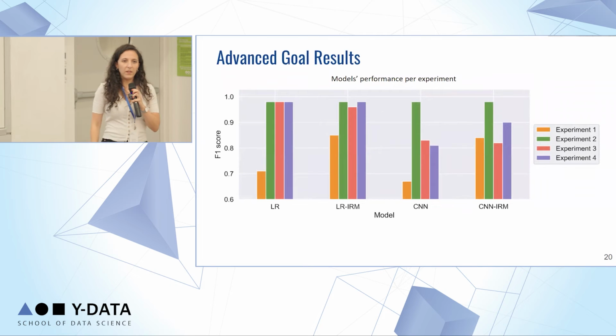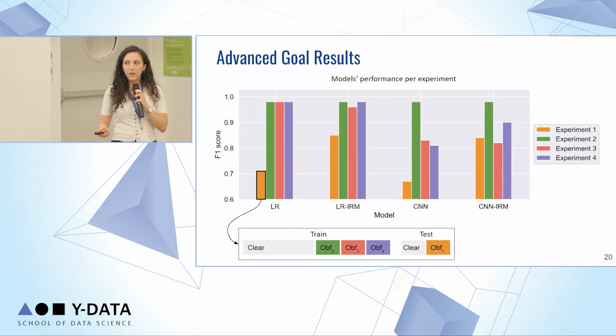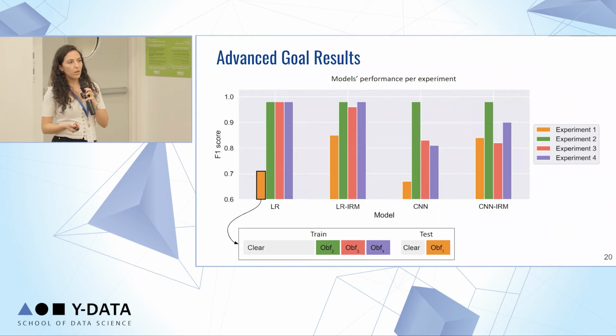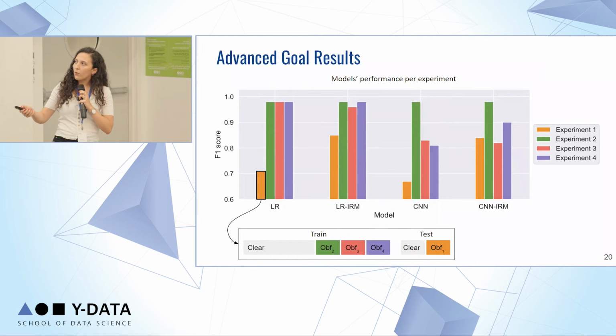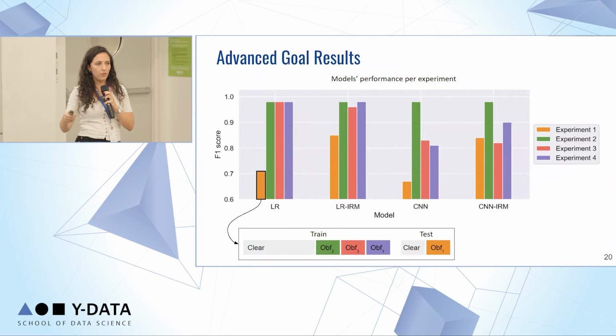With the advanced goal, things look a bit different. We can see here a comparison between the 4 different models that we trained. And each of the models has 4 different experiments. Again, as a reminder, for each of these experiments, we trained on 3 obfuscators and tested on the 4th one. So for example, this first orange bar shows an experiment where we trained on these 3 and tested on this orange obfuscator, which was actually our most problematic obfuscator. As you can see, with logistic regression, even with some regularization, this obfuscator did not perform as highly as these 3. These 3 actually achieved a high score, but this one was too different for the model to capture when we didn't include it in the training data.